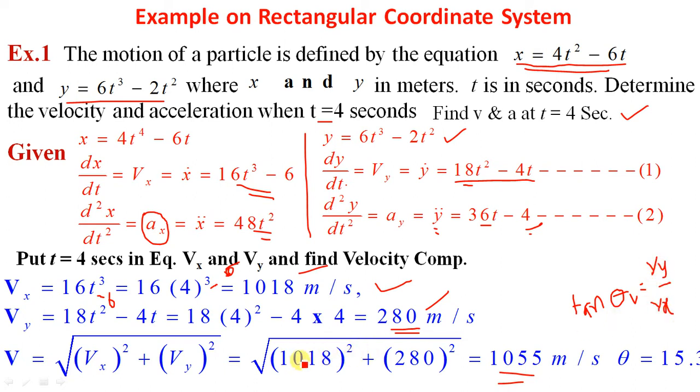Substituting the value of this Vy and this Vx in the equation for tan of theta, you will get the value of theta, that is 15.36 degree. So this is the direction of velocity, and this is the total velocity V.